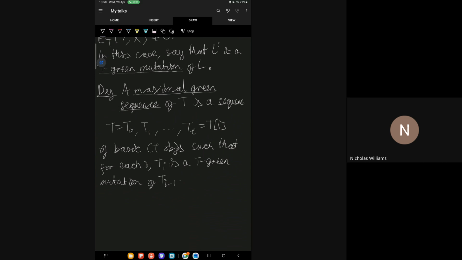Okay, I mentioned earlier that there's an equivalence relation on maximal green sequences we have to use. So let me tell you what that is. So two maximal green sequences of T are said to be equivalent if they have the same sets of indecomposable direct summands.